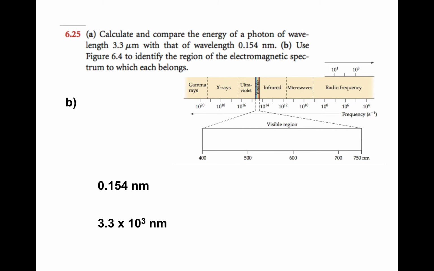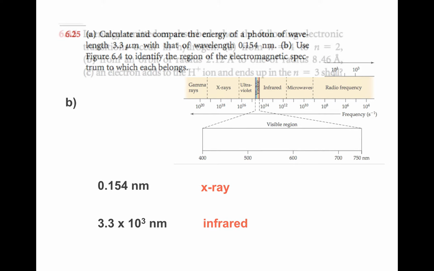So what regions are we talking about here? All right, so 3.3, everything should be in nanometer. Okay, so we got it in nanometers. So we're talking about the infrared range, right? So a wavelength that's longer than 750. We're talking about 3.3 times 10 to the 3 nanometers.